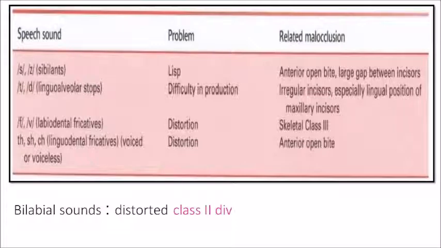Now labiodental fricatives F and V are distorted in skeletal class 3, and irregular incisors, especially palatally positioned upper incisors, can cause disturbances or difficulty in production of linguoalveolar stops. So linguoalveolar stops are T and D. And in class 2 division 1 cases, bilabial sounds are distorted. So bilabial, when both the lips come together in contact, M, mama, papa, when you say all those things, both the lips will come into contact for 1 second. So these are distorted in class 2 division 1 malocclusions.